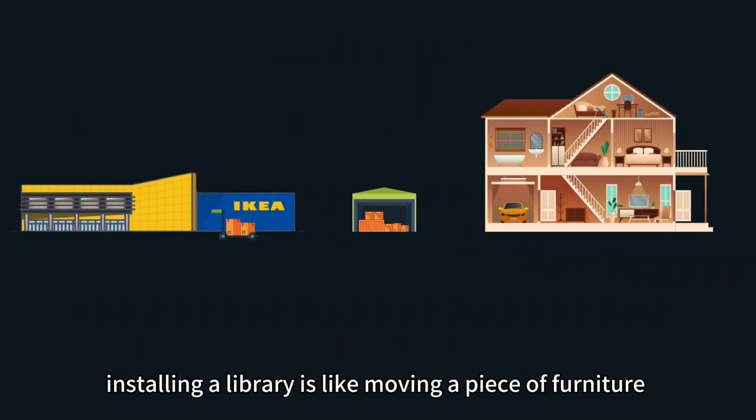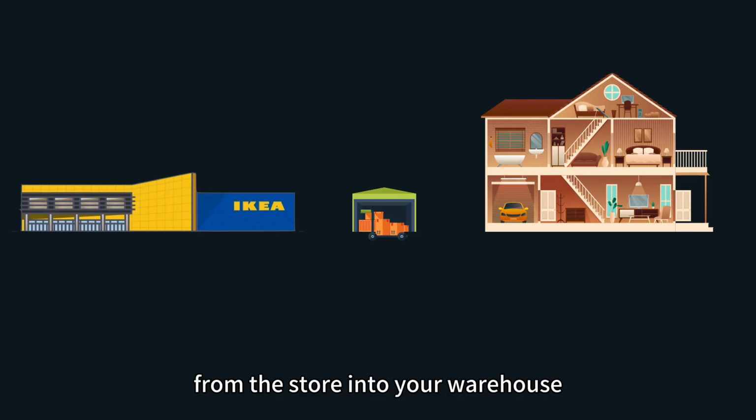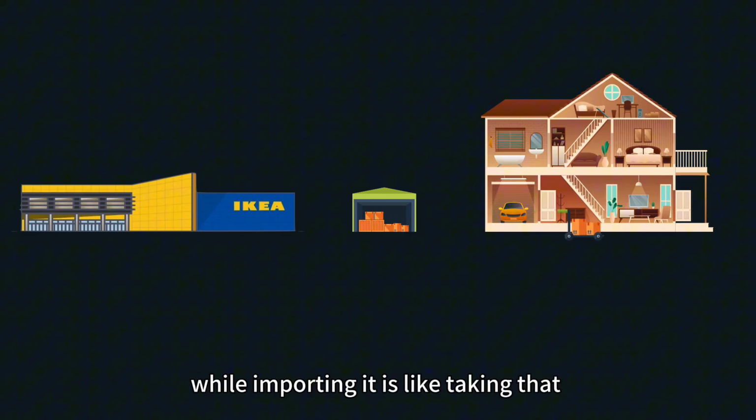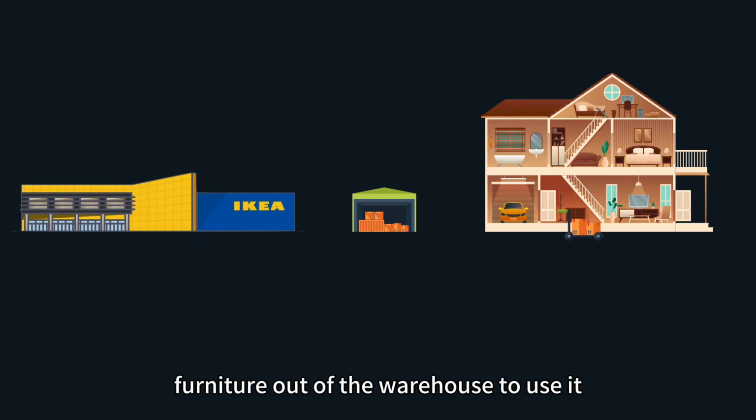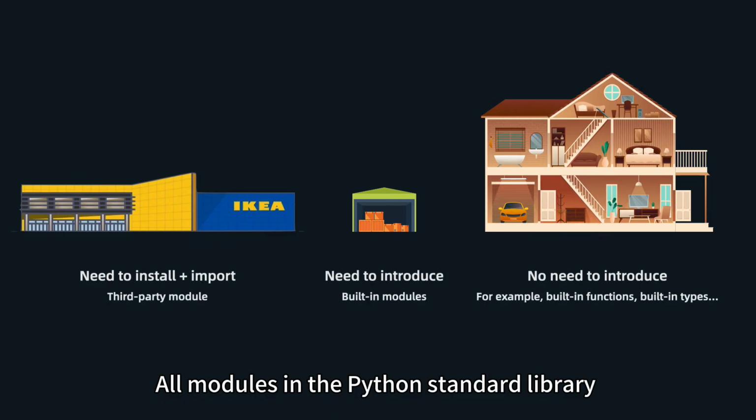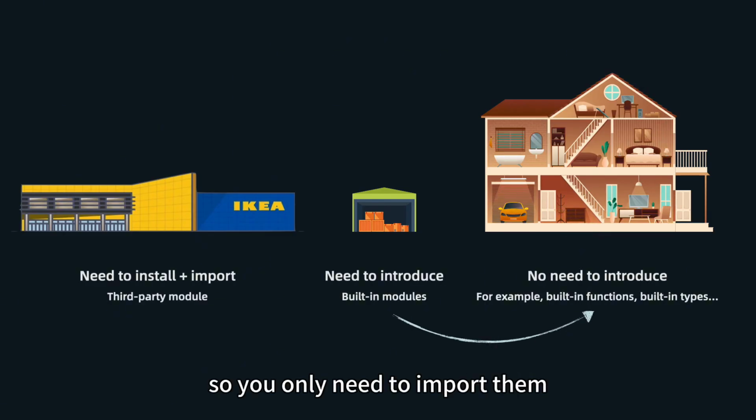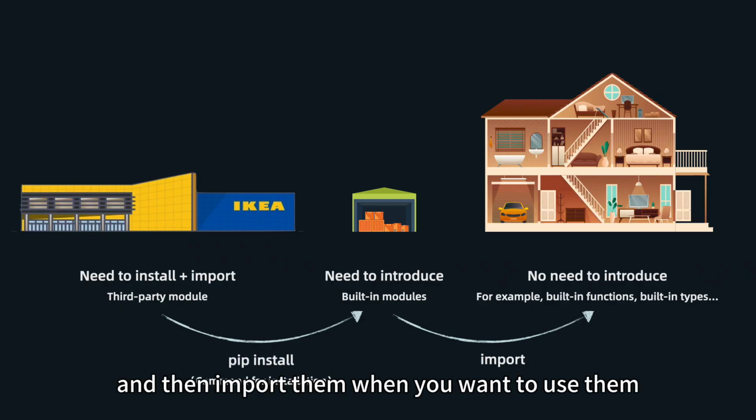As an analogy, installing a library is like moving a piece of furniture from the store into your warehouse, while importing it is like taking that furniture out of the warehouse to use it. All modules in the Python standard library are already in the warehouse, so you only need to import them. Third-party libraries, however, exist only on the internet, so you need to install them first, and then import them when you want to use them.